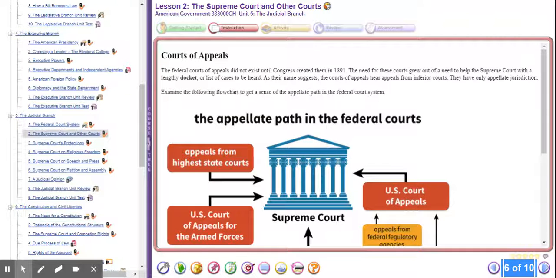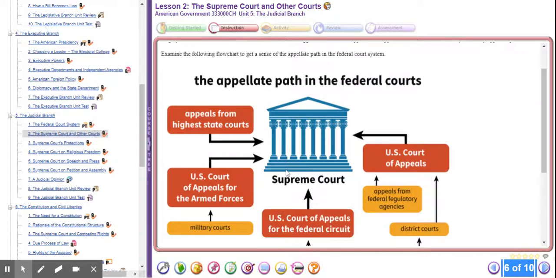The federal courts of appeals did not exist until Congress created them in 1891. The need for these courts grew out of the need to help the Supreme Court with a lengthy docket. A docket is a list of cases to be heard. As their name suggests, the courts of appeals hear appeals from inferior courts. They have only appellate jurisdiction. Examine the following flowchart to get a sense of the appellate path in the federal court system.